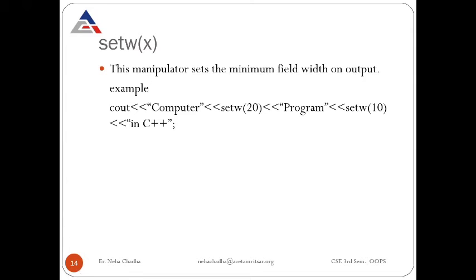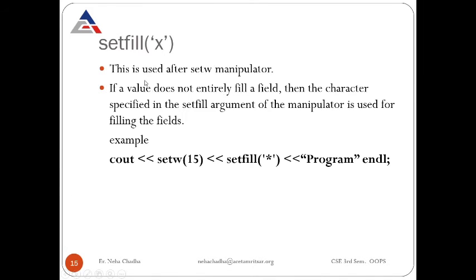setw, set width. Here the example is cout. You want to give 20 spaces in between "computer" and "program" in C++. You want to give a width of 20 spaces, then you will write here setw and the value. And you can't give the value in single quotes or double quotes here. You have to write an integer value only, a positive integer value. Then setw 10 means whatsoever value you want to give here, you can give. Fine.